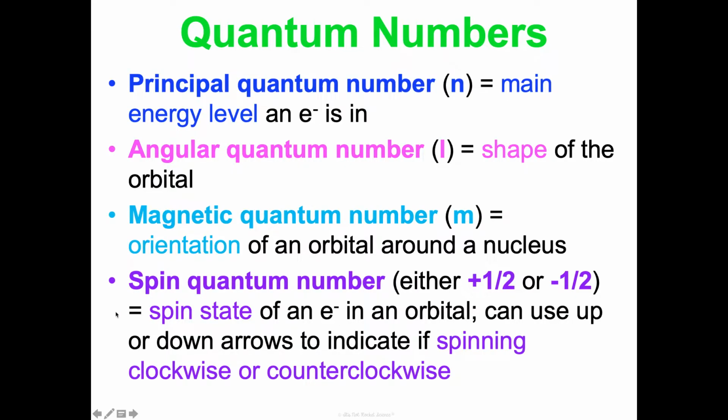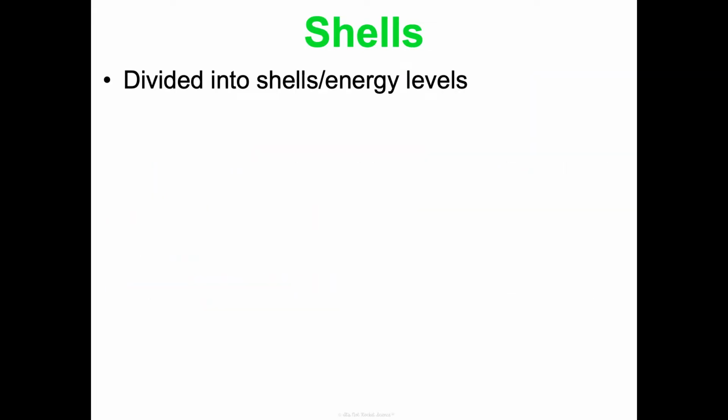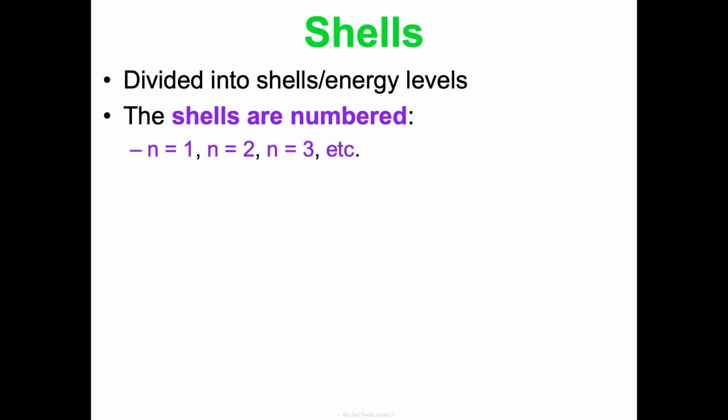And so here is what I really, really care for you to know about this. You know that the electron cloud is divided into shells based on their energy level. So it's already subdivided into shells. And you know that these shells are numbered: n equals 1, n equals 2, n equals 3, etc. So that's what we were referring to with the principal quantum number back there.